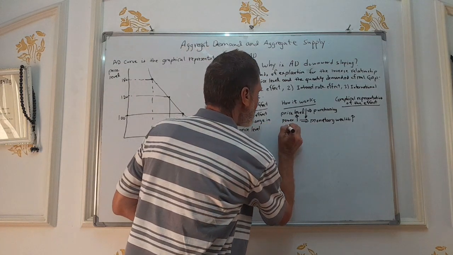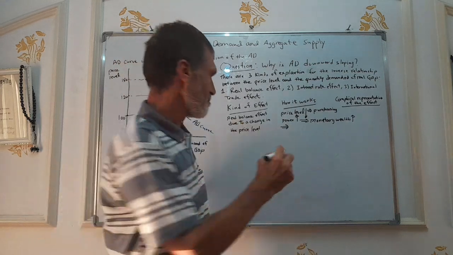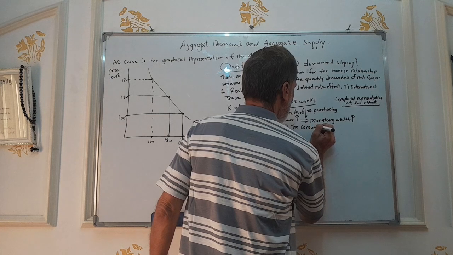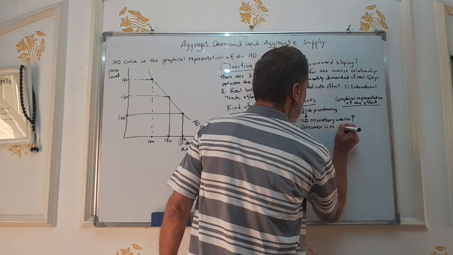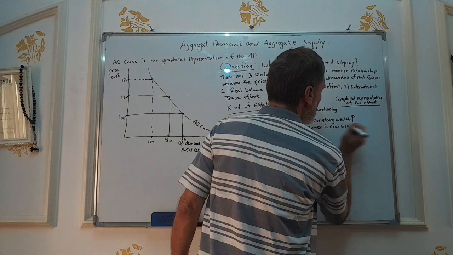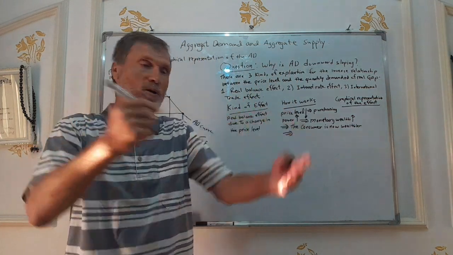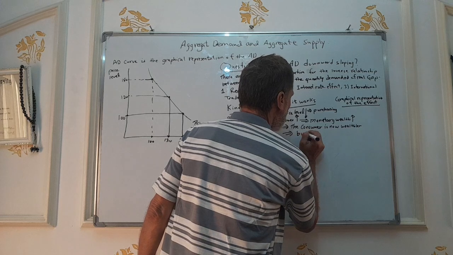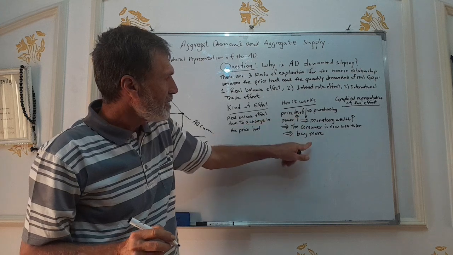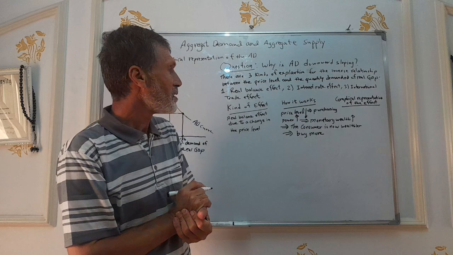So what does that mean? It means the consumer becomes wealthier. Which implies what? That gives him incentives to purchase more, which implies buy more. So what do we conclude here? When the price level decreases, buy more, which implies we have an inverse relationship.